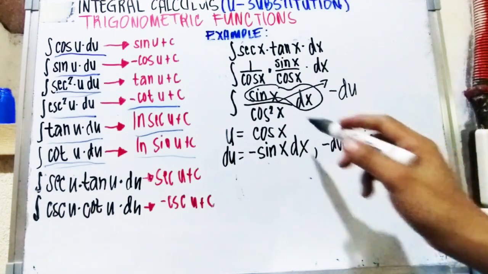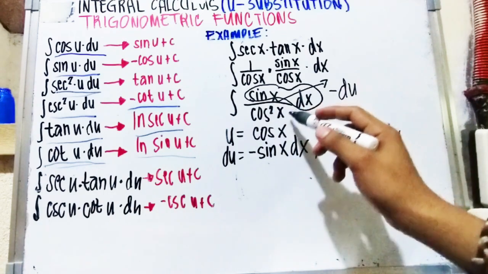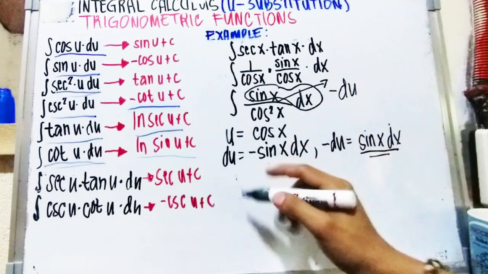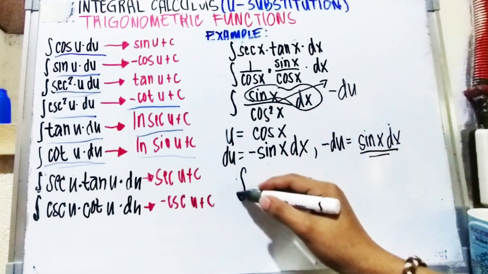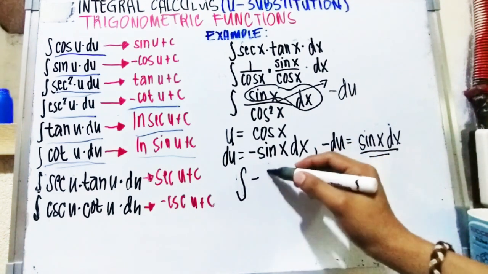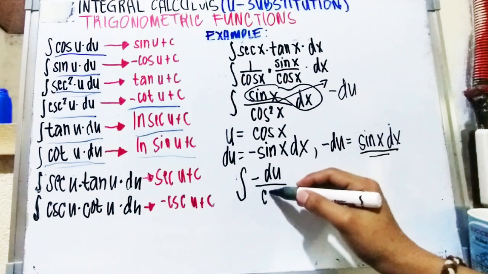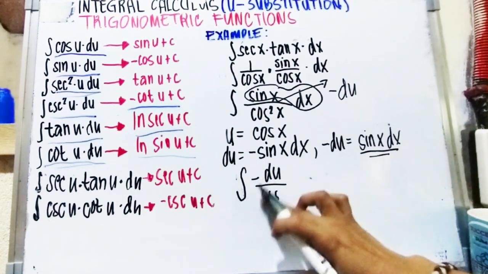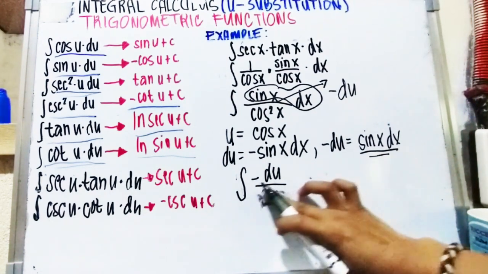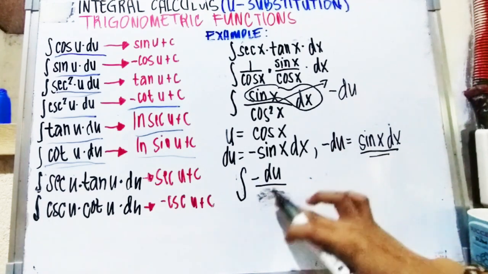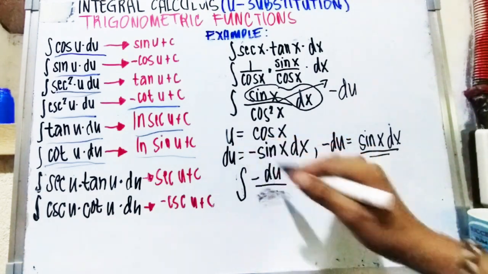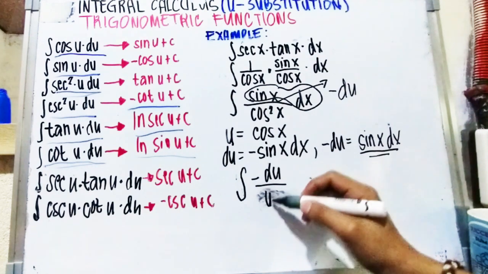Then, cos squared x, meron tayong u na cos x. So, rewriting our equation, magiging negative du all over cos, or since nilet natin na cosine equals u, magiging u squared.